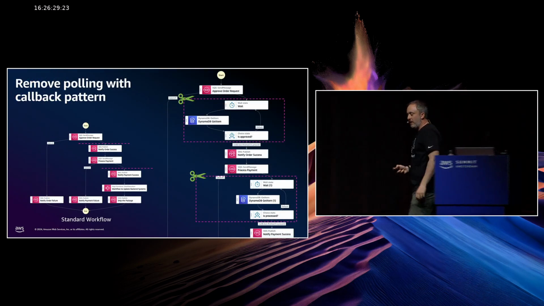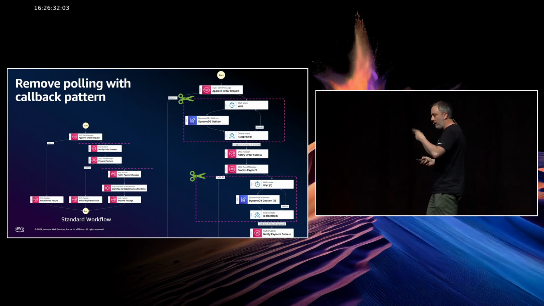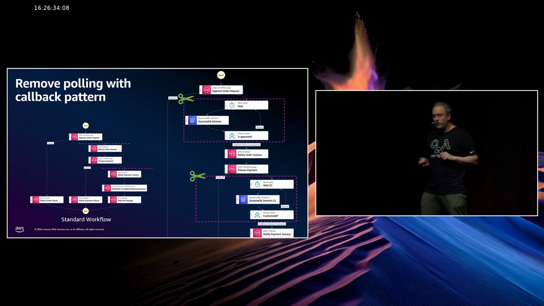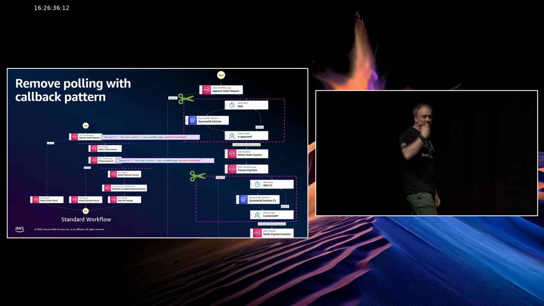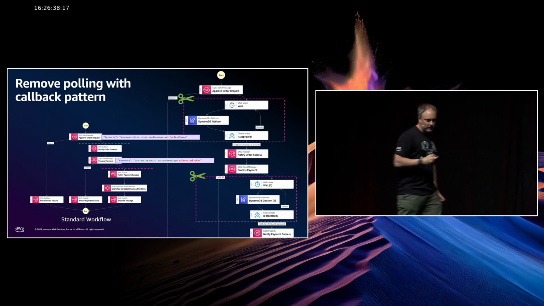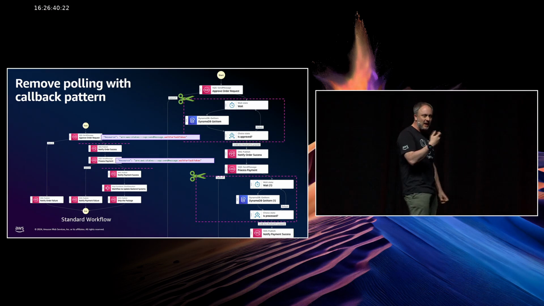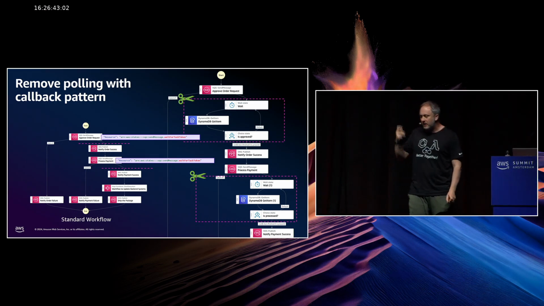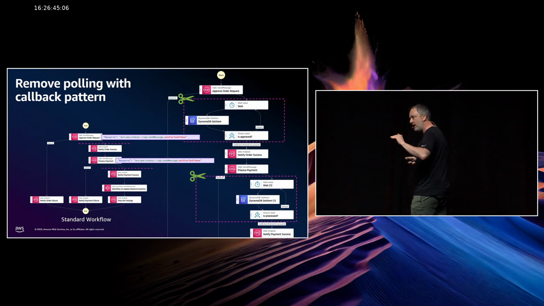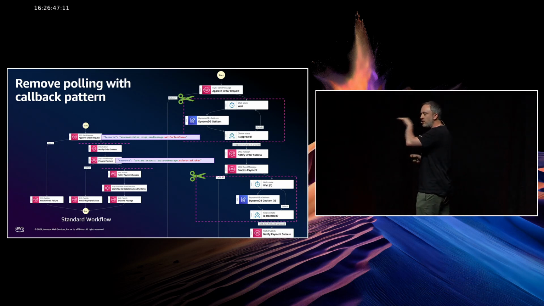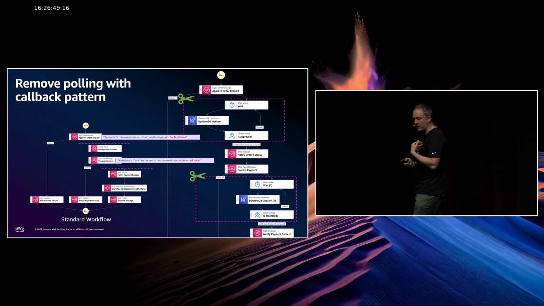So, back to this e-commerce example, I'm going to cut out those 2 polling loops, and in the step that precedes them, I'm going to add this wait for task token syntax, this ASL syntax. This is what tells Step Functions you're going to stop here and emit a task token, and you're going to wait until you hear back with that task token.